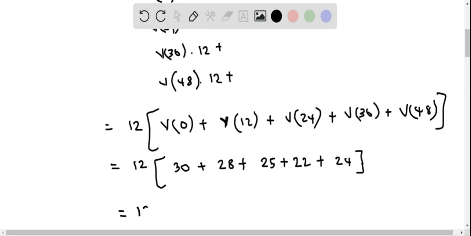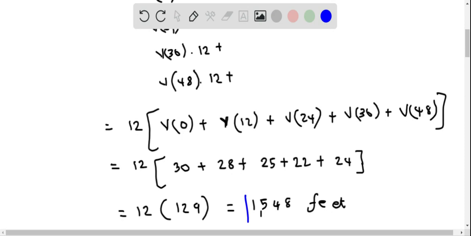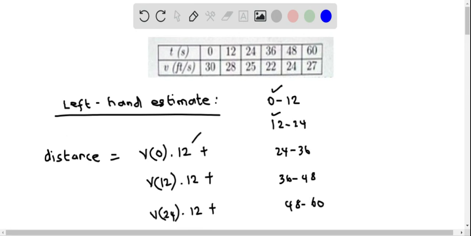And so this gives 12 times, this one is 129, and 12 times 129 equals 1548. This distance is in feet. So this is the distance traveled by the motorcycle during the interval from 0 to 60 seconds.